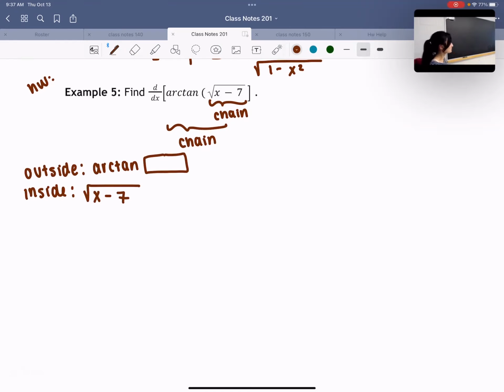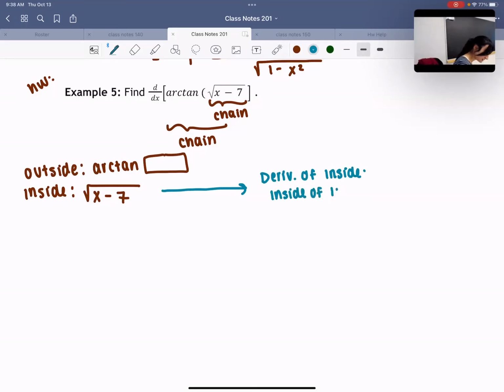So next, I know I'm going to do the derivative of the outside times the derivative of the inside, but maybe I should find the derivative of the inside first. So maybe on the side here, I'm going to find the derivative of the inside. Now we said that we have to use the chain rule here as well. So I'm going to do the inside of the inside.